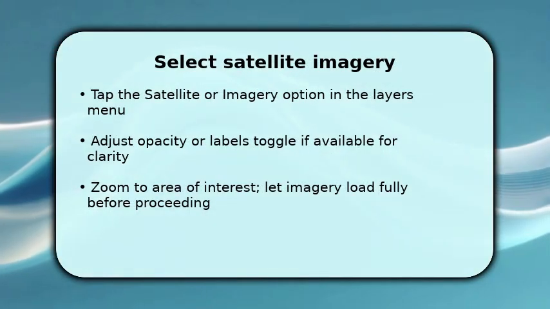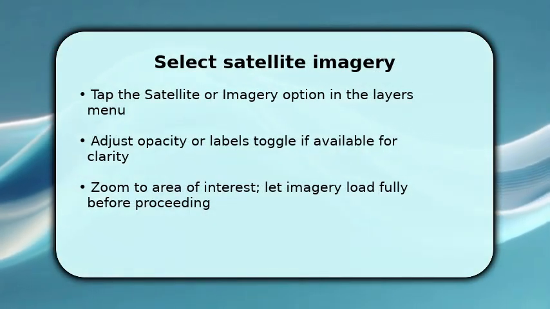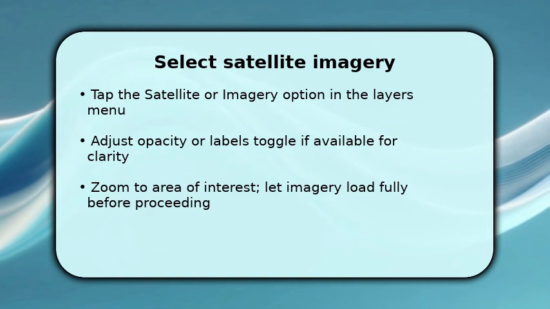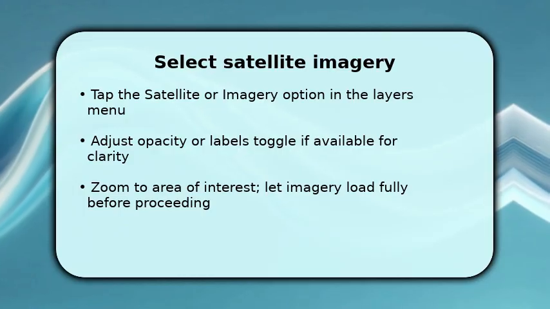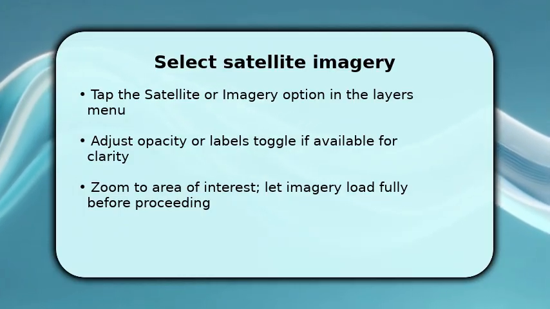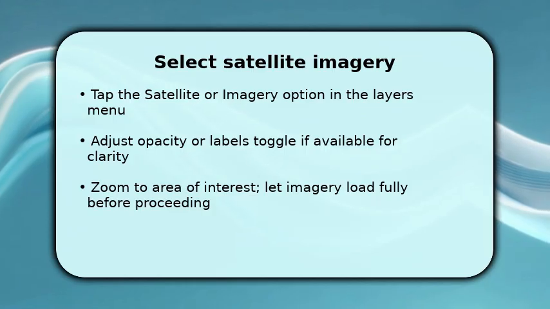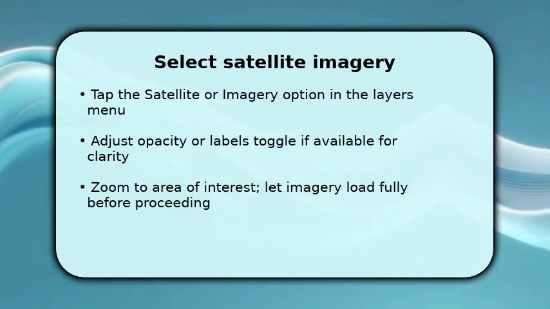You now choose the satellite or imagery option from the layers list. Tap it and watch the map redraw. If labels or transit overlays appear, toggle them off or on to keep important names visible. Once selected, zoom into your target area so high-resolution tiles load.